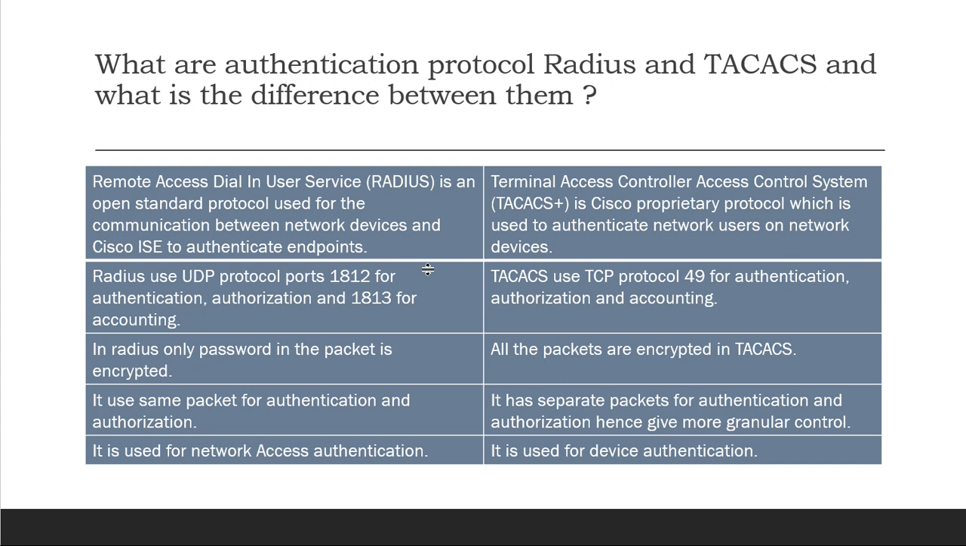RADIUS is basically used for network access authentication, which means we use RADIUS to authenticate endpoints. Endpoints mean Windows, Linux machines, and Mac operating systems. Whereas TACACS is a Cisco proprietary protocol used to authenticate network devices like switches, routers, and firewalls. TACACS uses the TCP protocol and the port number is 49 for authentication, authorization, and accounting as well. All the packets in TACACS are encrypted, and a main point here is that it uses a different packet for authentication and authorization, which gives more granular control over the device.